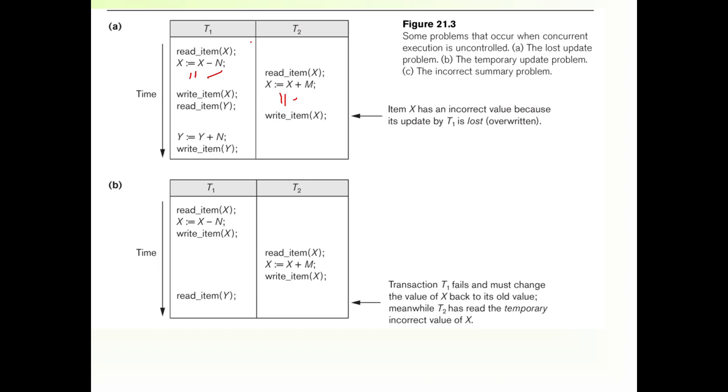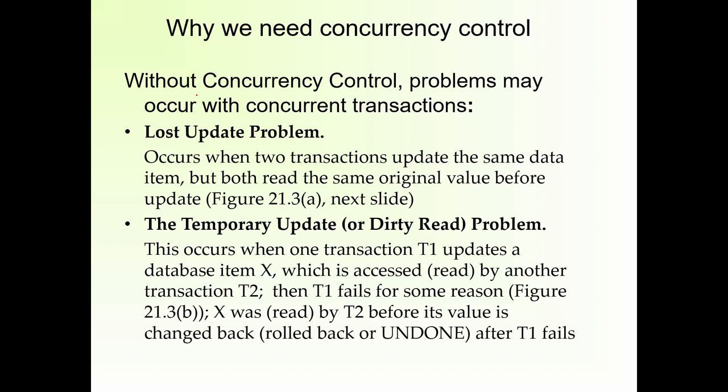But if concurrency control is not there, then what happens? I'll get two different values for X: here I'll get 8, and here I'll get 13. This updated value is not reflected in T2, and this updated value is not reflected in T1. That is what we call the lost update problem.